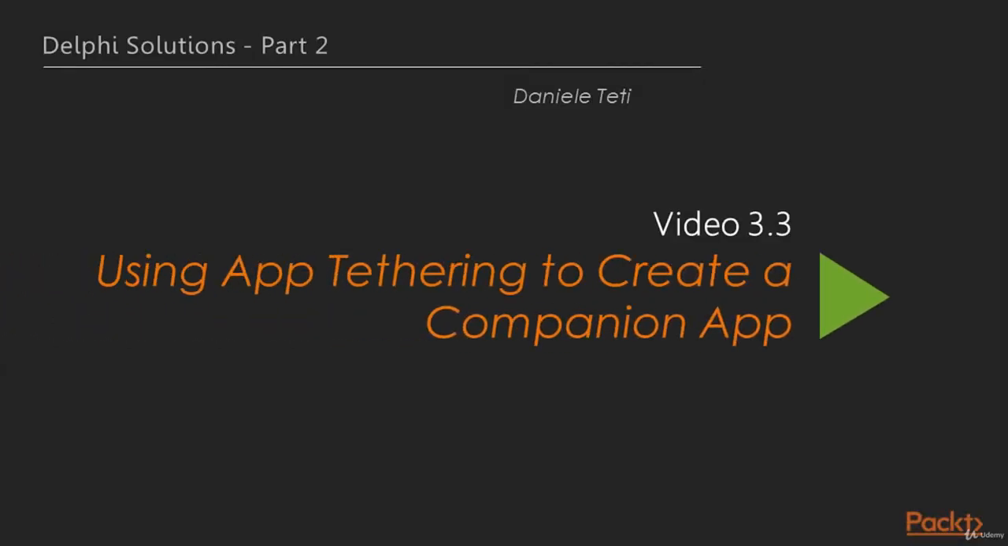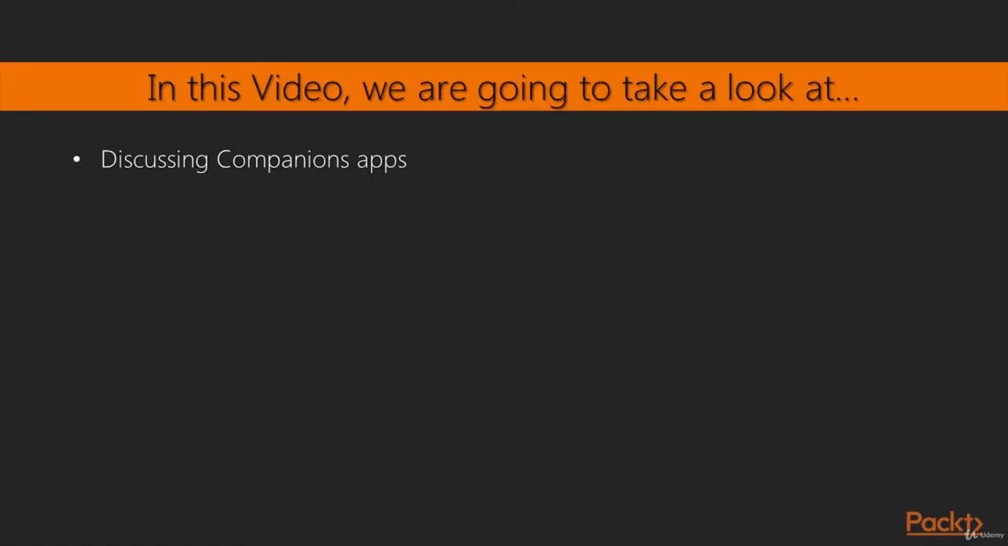Welcome to the next video of Section 3, Using App Tethering to Create a Companion App. In the previous video, we learned how to control a remote application using UDP. In this video, we will completely talk about a new app.